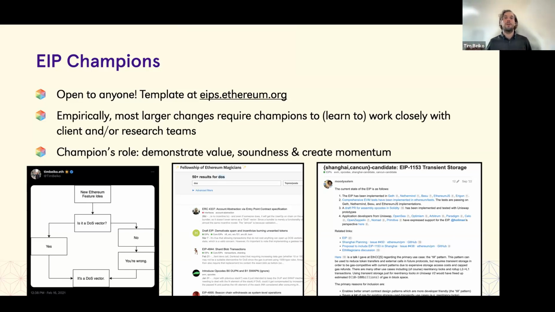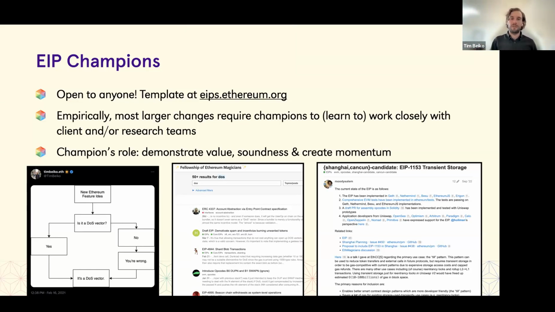And in practice, filling out the spec is kind of the first step. If you have a larger change or something more complex, as an EIP champion, you'll end up working with these client teams or core devs to define and iterate on your change. Because at the end of the day, the things you want to do is show that this is a valuable feature, show that it's sound and that there's no technical risks, and then create momentum around it. Show that there's a lot of people who want this now.